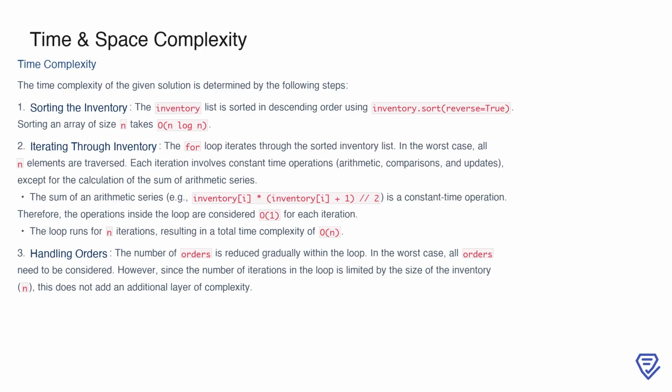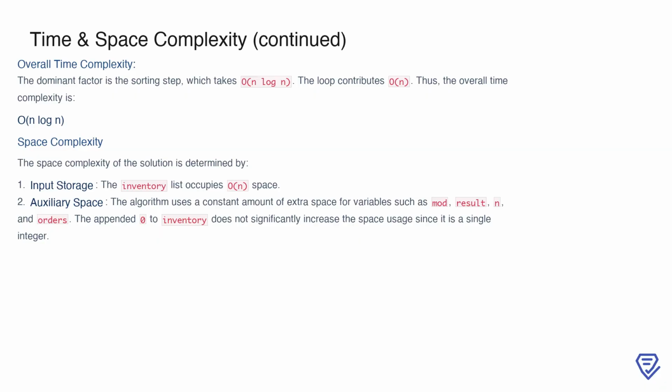So, the operations within the loop are O(1) for each iteration, resulting in a total contribution of O(n) from the loop. Finally, while the orders are reduced within the loop, this does not increase the complexity further because the number of iterations is still limited by the size of the inventory. Therefore, the two main contributors to the time complexity are the sorting step and the traversal of the inventory. When we combine the contributions, the dominant factor is the sorting step, which takes n log n. The loop adds n, but this is overshadowed by the sorting. As a result, the overall time complexity of the solution is n log n.